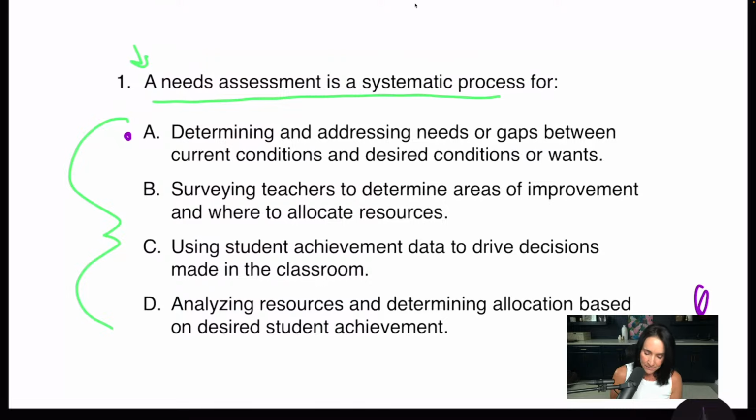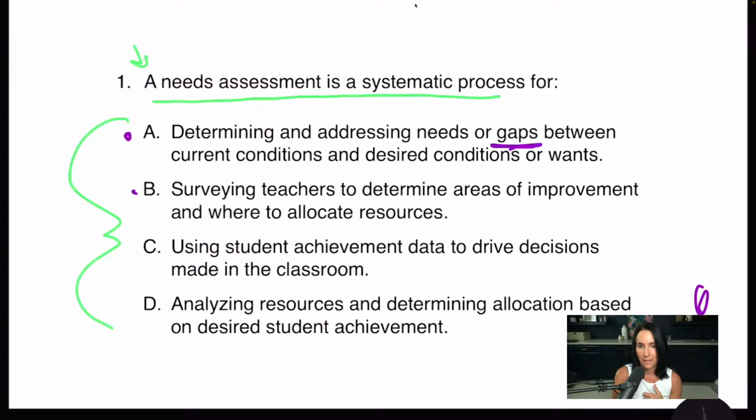Well, the word gaps is a good word here on this exam because one of our jobs as instructional leaders is to identify achievement gaps and opportunity gaps by looking at the data. So I like answer choice A. B, surveying teachers to determine areas of improvement and where to allocate resources. Okay, this sounds like a good answer choice, right?